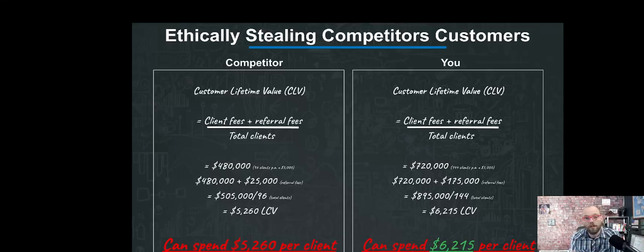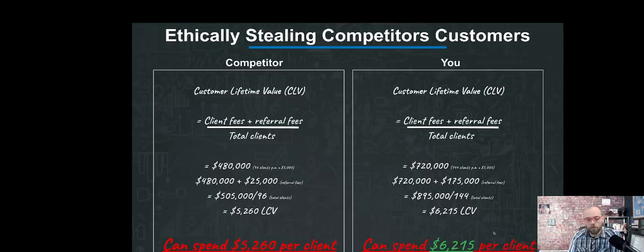So what does that mean for you? If you wanted to just break even, you could spend $6,215 per client. So you could spend an extra $1,000 to acquire each new customer. So that means if your competitor can only spend $5,260, you can spend on ads, let's assume, $5,260. That means every single client that comes in for you, you're making $1,000 on, and you're outspending your competitor, because they cannot spend any more money, because they're not earning enough per client, because they don't understand the value of customer lifetime value.